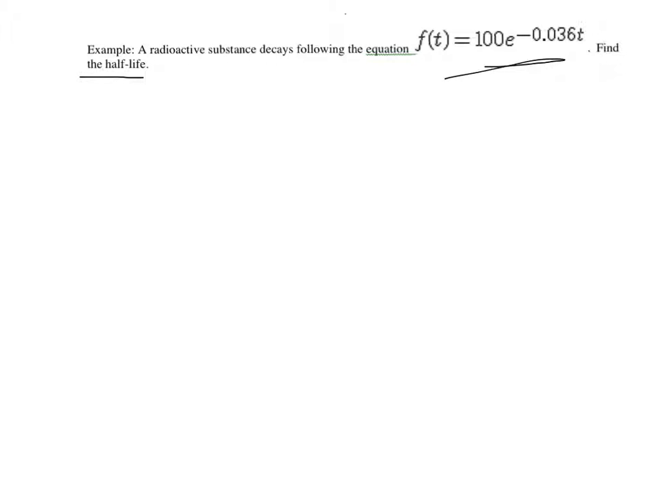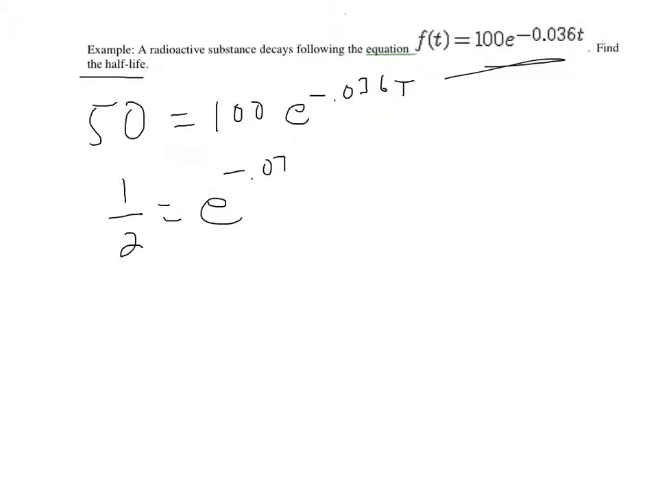Well, if I initially start with 100 of it, 100 grams, half of it would be 50. So I could think of this as, when is this equation equal to 50? Because I started with 100. But it doesn't necessarily have to be the 100 and the 50. Whatever's left, divided by whatever we initially started with, would be equal to 1/2. So for this one we're going to divide by 100, but you could always just jump to this point where 1/2 equals e to the negative 0.036t.